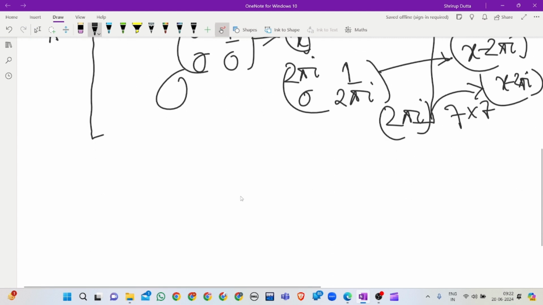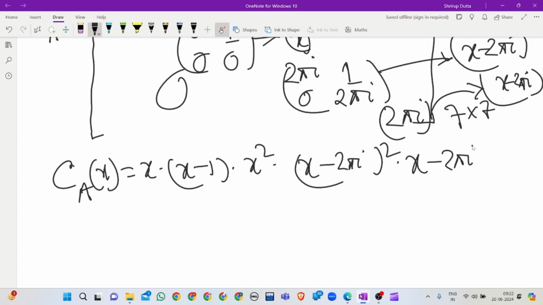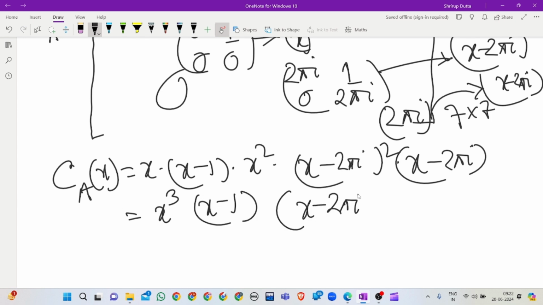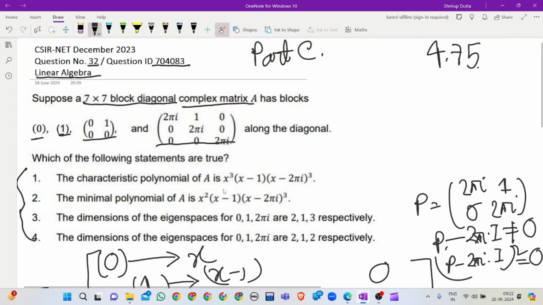So its total characteristic polynomial is given as x into x minus 1 into x square into x minus 2 pi I square into x minus 2 pi I. If we combine all of this, we will get x cube into x minus 1 into x minus 2 pi I cube. So option 1 is correct.